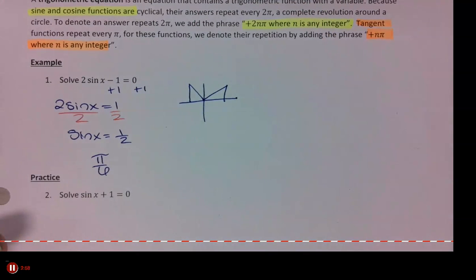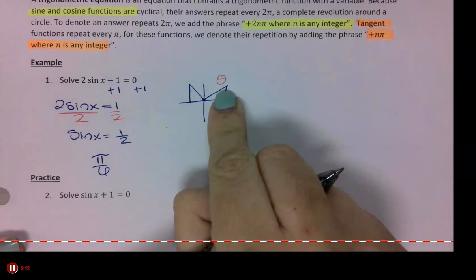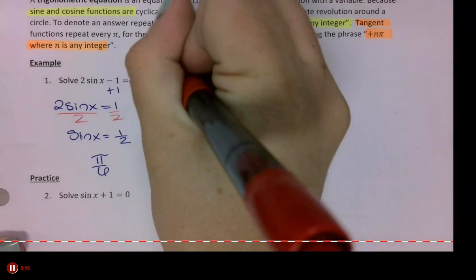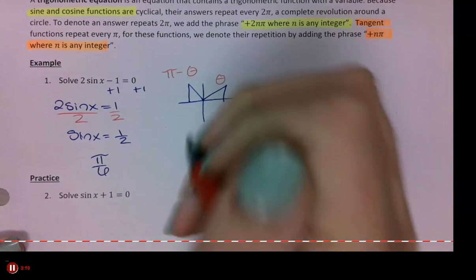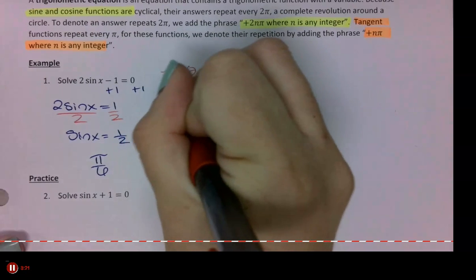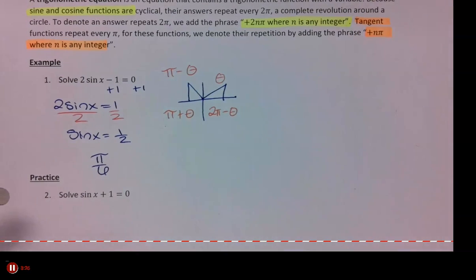Okay, so sine is positive in these two quadrants. So the way I'm going to find these angles is the first quadrant is always the angle I got, so that's going to be the pi over 6. Over here I'm going to do pi minus the angle. If I'm in the third quadrant, it's pi plus the angle. And the fourth quadrant is 2 pi minus my angle.